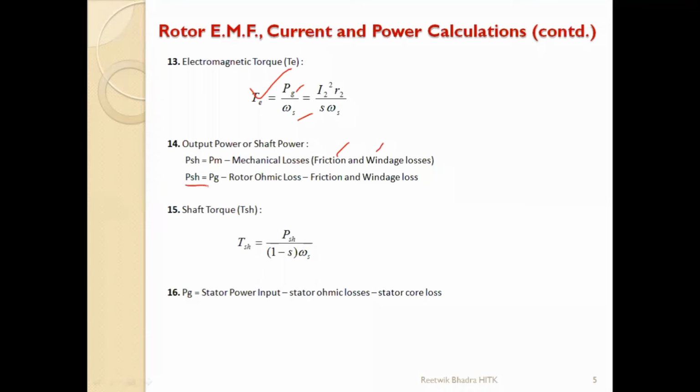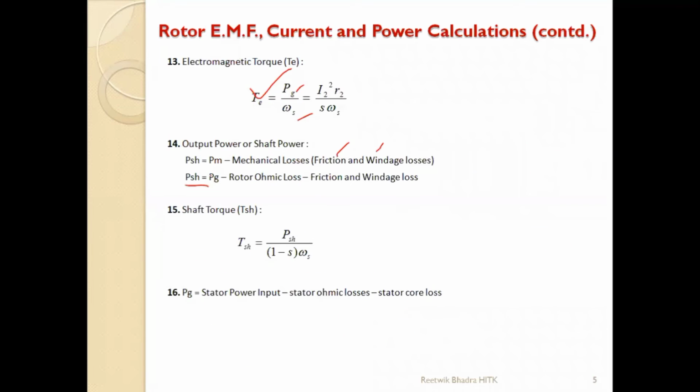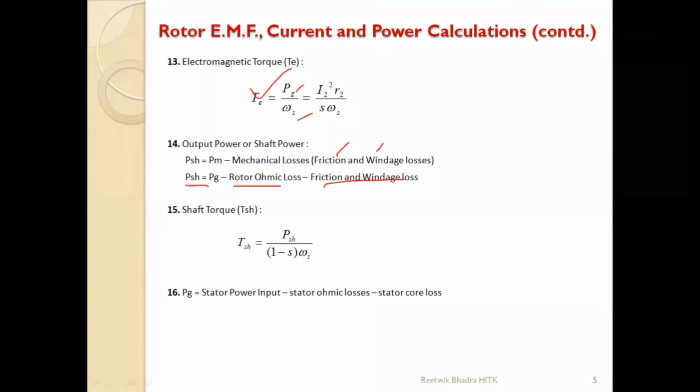Now, if I calculate shaft power from PG, the air gap power, we have to subtract our ohmic loss and friction and windage loss both. We'll come to this later. Just understand the formula: input minus losses. For this equation, my input is this. For this equation, my input is this.